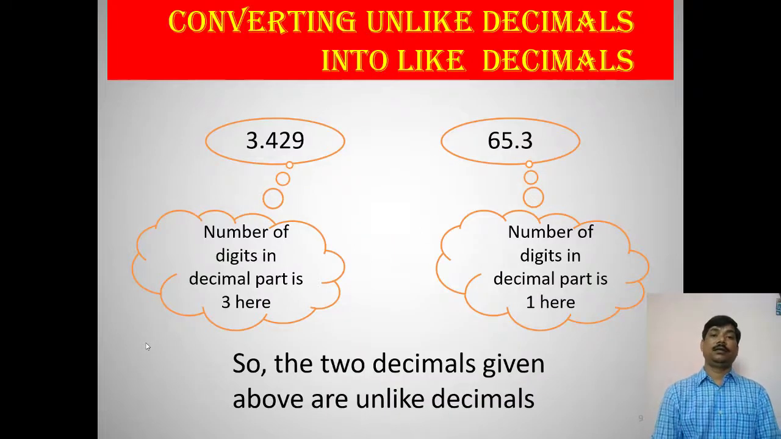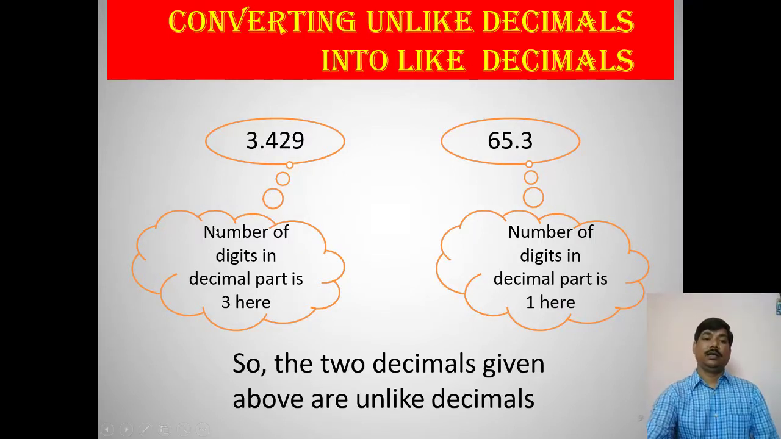Next, converting unlike decimals into like decimals. How do we convert unlike decimals into like decimals? First, look at both numbers. This number is written up to the thousandth place. This number is written up to the tenth place. It means this number has 3 digits in the decimal part, and this number has 1 digit in the decimal part. So these are not like decimals. We can convert them into like decimals.